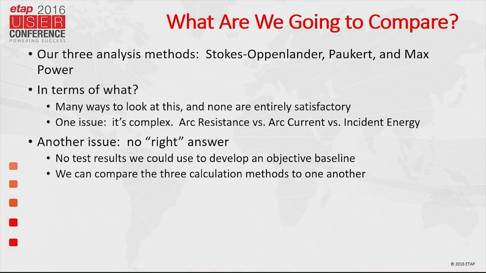One issue was that it's a fairly complex thing to look at. There are a lot of variables out there, a lot of different parameters that we can vary. What do we look at to try to get a good comparison between these two methods, or three methods? The other issue, and maybe the bigger one, is there's no right answer. Remember I said we didn't have much testing at all done on DC systems. So once you do a calculation with one of these methods, how do you know whether it was a good result or not? You don't have much out there to benchmark it against.